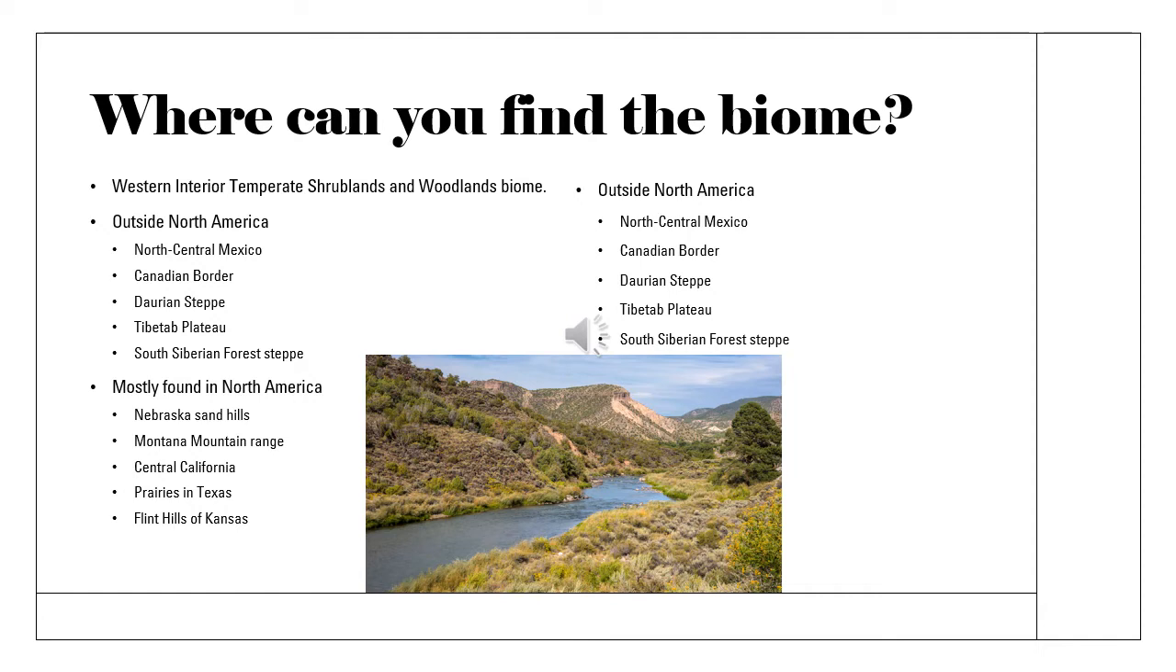Outside of the United States, it appears in north-central Mexico, with some occurring near the border between the United States and Canada, but it decreases the further into northern Canada you go. Some popular places in Eurasia where the biome can be found are the Daurian Steppe located near Mongolia, the Tibetan Plateau that stretches across Asia, and southern Russia, which holds the South Siberian forest steppe.